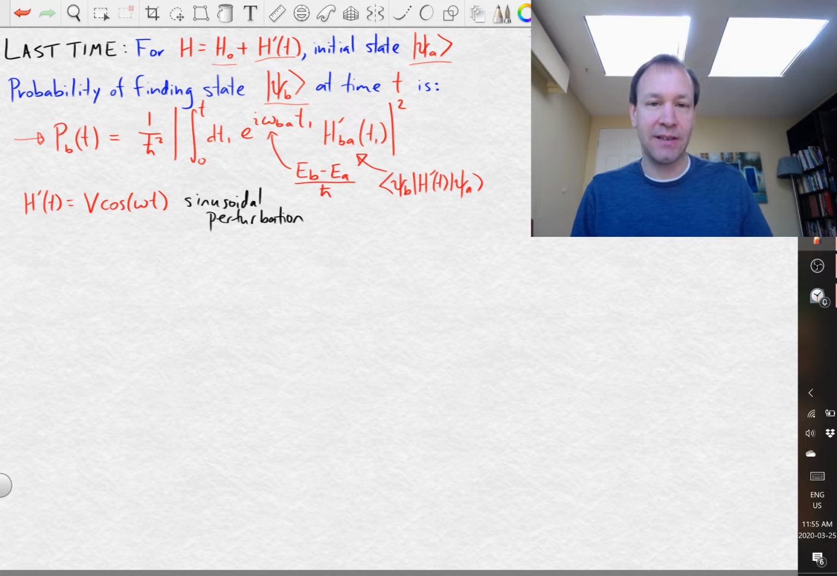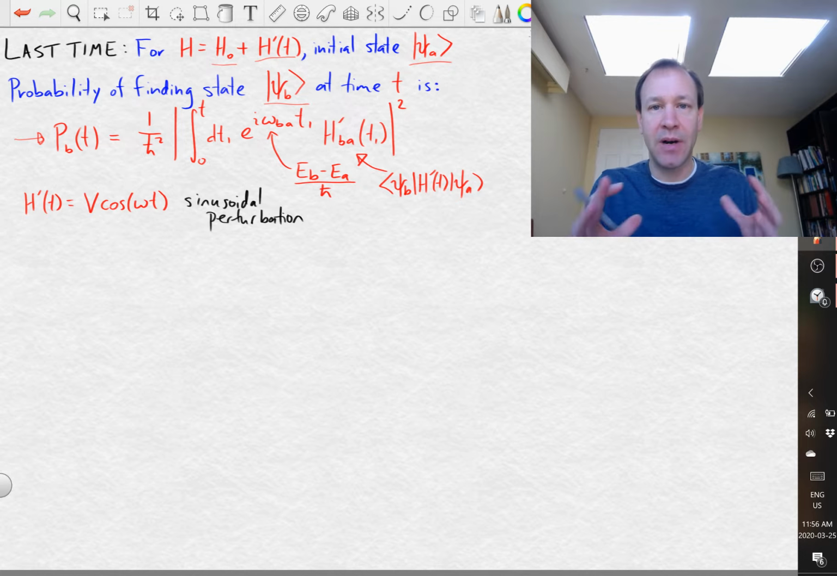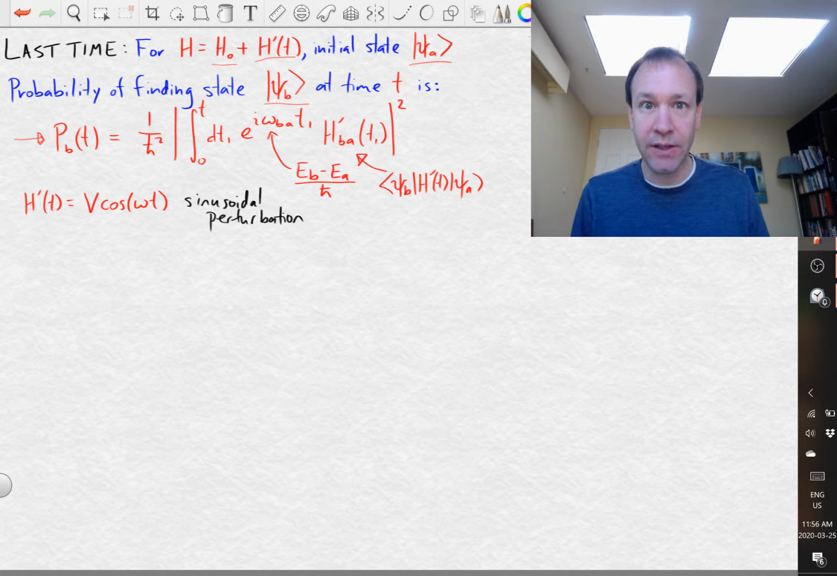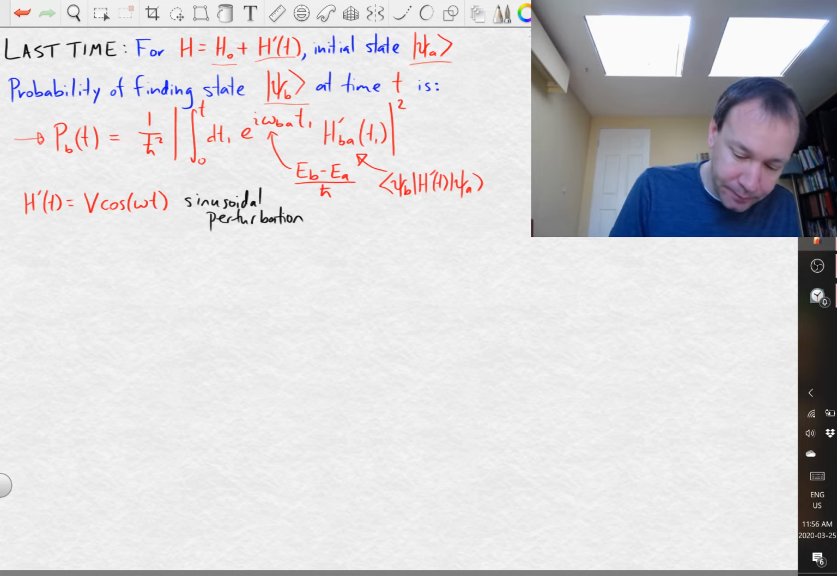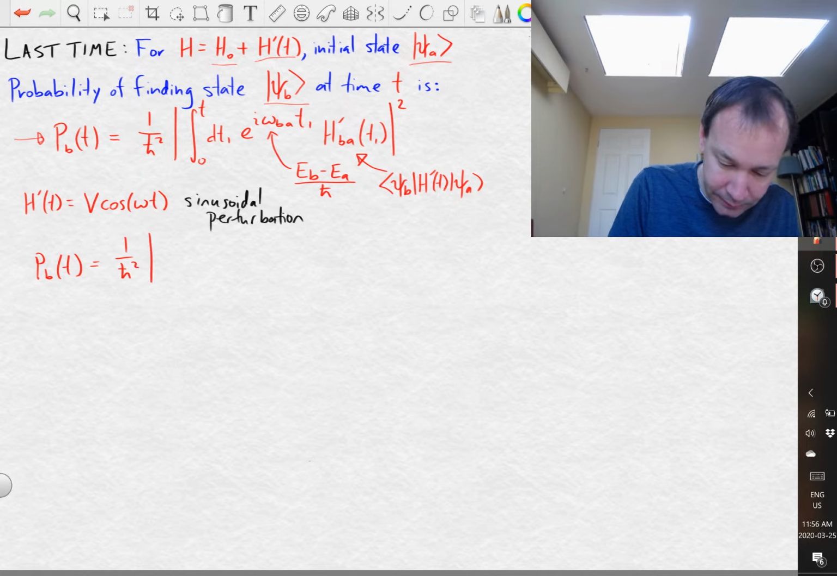Okay, so now we basically just plug this in to our expression above, and it turns out we're going to actually be able to do the integral over time and approximate that and get a relatively simple final expression. Okay. So what does this look like? So we plug it in and we get P_B of t equals 1 over h bar squared, integral from 0 to t.